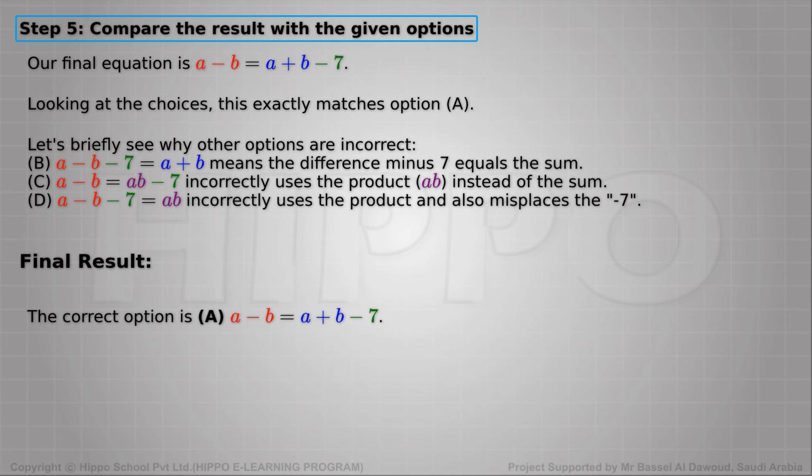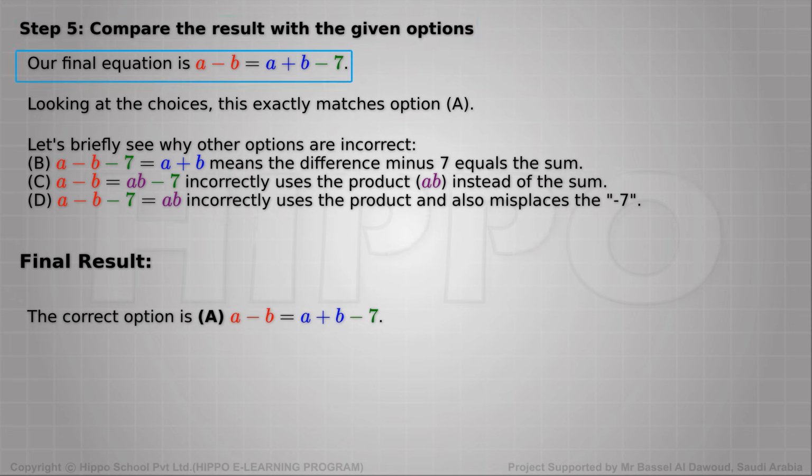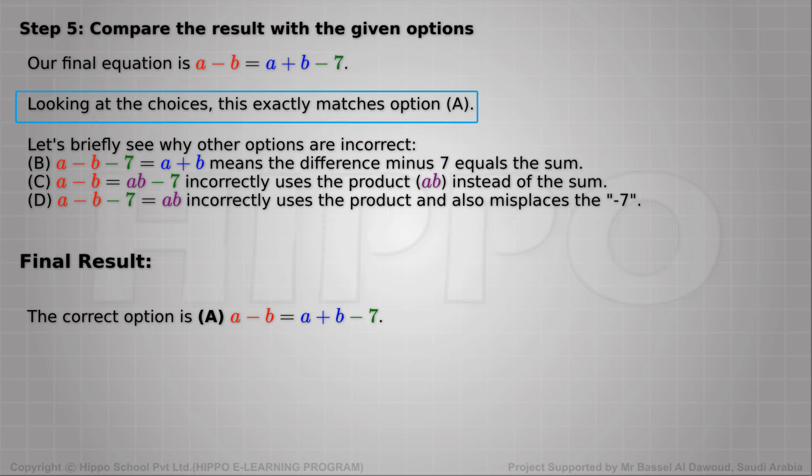The final step is to match our result with the choices provided. We came up with the equation A minus B equals A plus B minus 7. Let's look at the options. Option A is exactly what we have. So we found our correct answer.